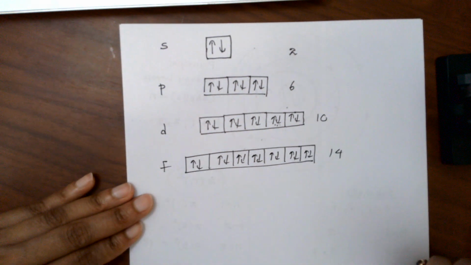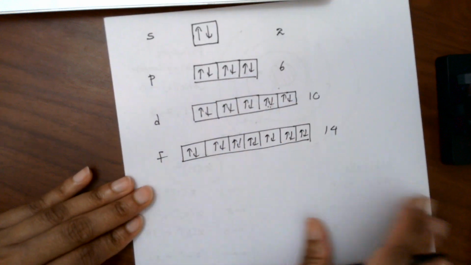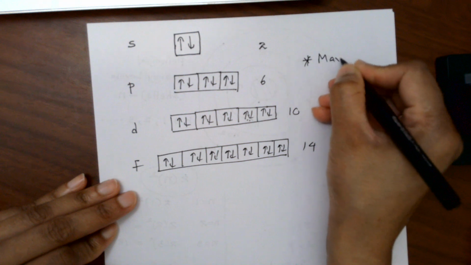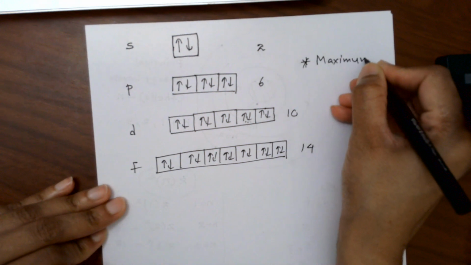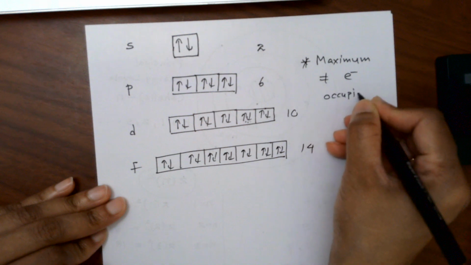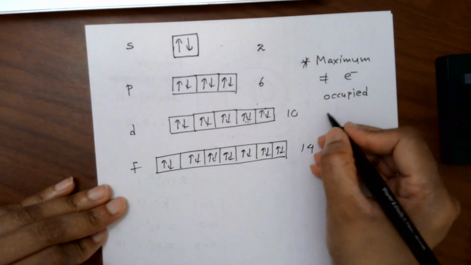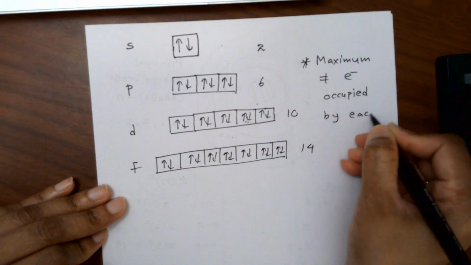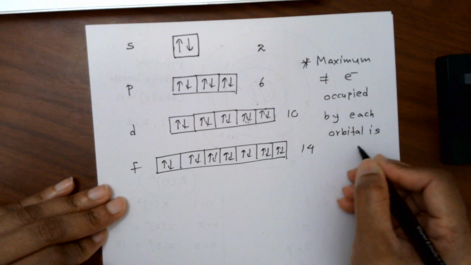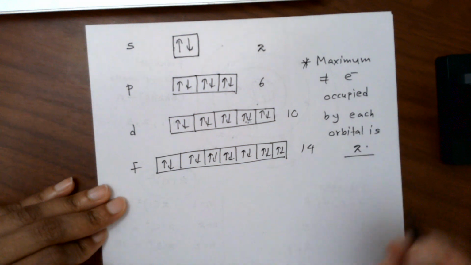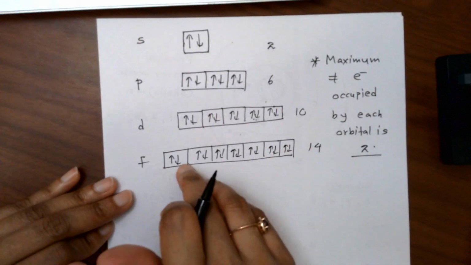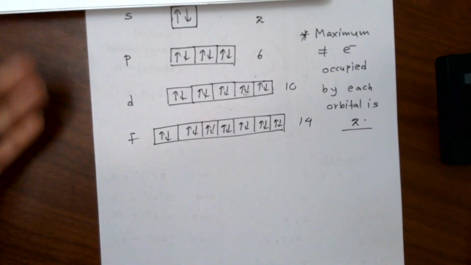Right. So that is each set of orbitals and how many electrons they can occupy. The maximum number of electrons occupied by each orbital is 2. Right? The maximum you can put here is 2, no more than 2 in each orbital. That is about orbitals.